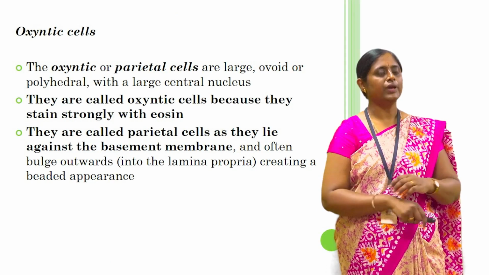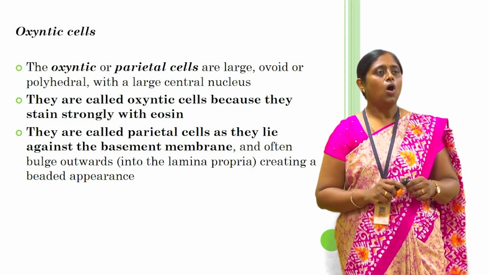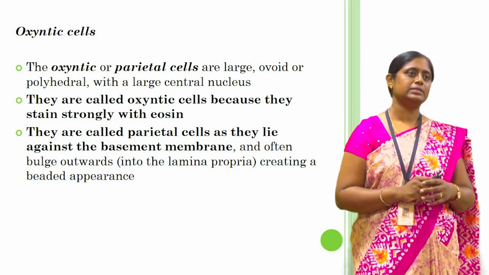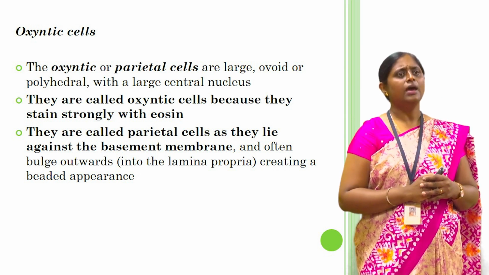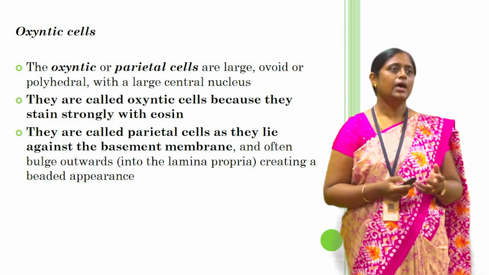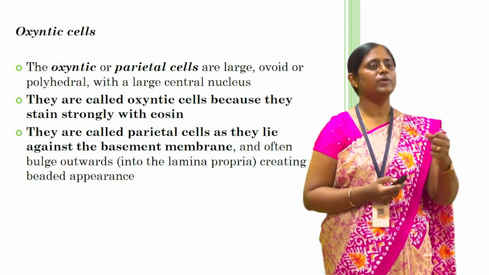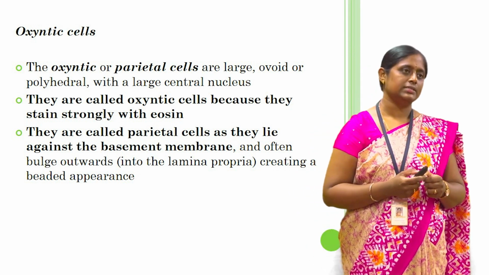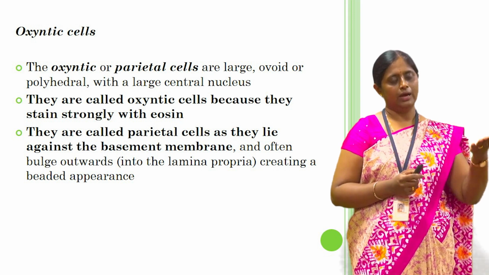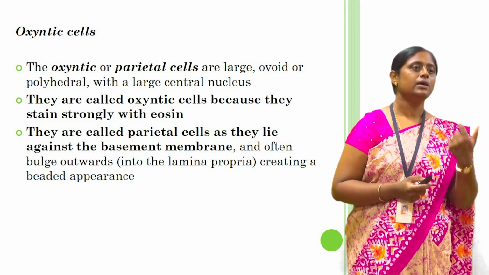Next, we can discuss the presence of oxyntic cells. Oxyntic cells or parietal cells are large ovoid polyhedral cells with a central nucleus. They are called oxyntic cells because they take up the stain of eosin. They're also called parietal cells as they lie against the basement membrane.